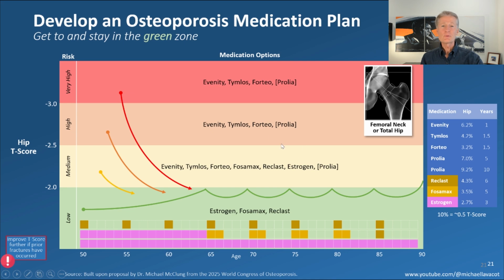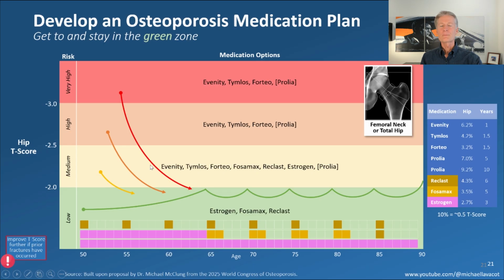But now you see some of our options have disappeared, right? If you're at minus 2.5, you're never going to get below minus 2 or better than minus 2 with Reclast or Fosamax. They run out of gas, right? You'll be lucky to get down to minus 2.2 with those drugs. And then even if you did, when you go on holiday, right, when you take a break after 3 years or 5 years even, you're going to get worse, and you're going to be pushing that osteoporosis again. So we've lost that option above minus 2.5. Really drive for Evenity, Tymlos, Forteo, or Prolia if you can't get any of those drugs.